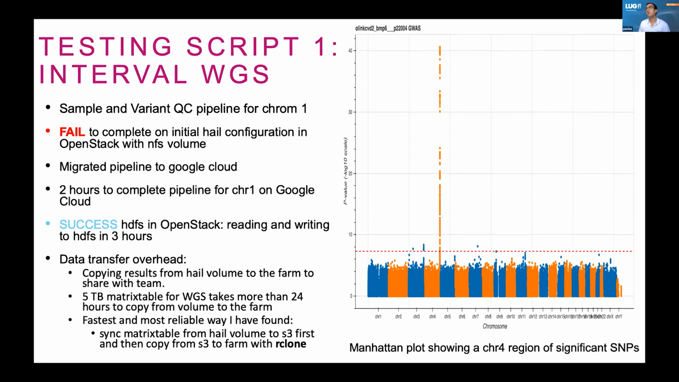This step was failing to complete with the initial Hail configuration I described before, using the NFS volume attached to it. We couldn't make this work, and because we were pressed for time for results, we ended up migrating the pipeline to Google Cloud. In Google Cloud, we were able to complete this step in 2 hours, and we were able to save the results into Google storage, and then we had to download the results to the farm.